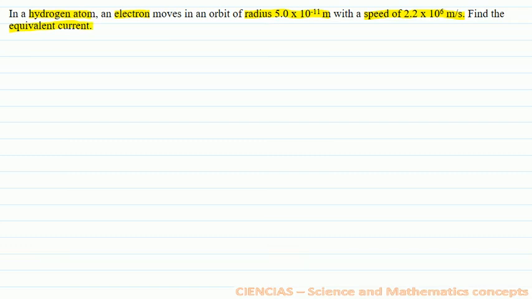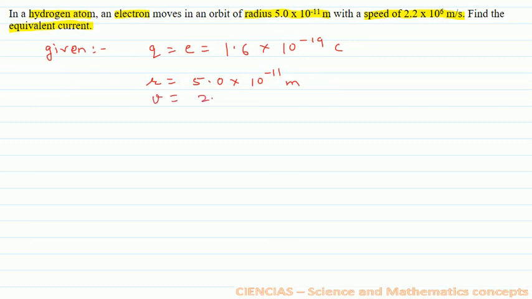So in this question we are given charge is that of electron and the value of charge of electron is 1.6 × 10^-19 coulomb. Radius of orbit is 5.0 × 10^-11 meter and speed of electron is 2.2 × 10^6 meter per second. Now we do solution for this question.